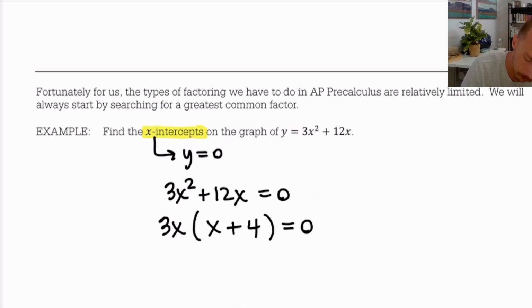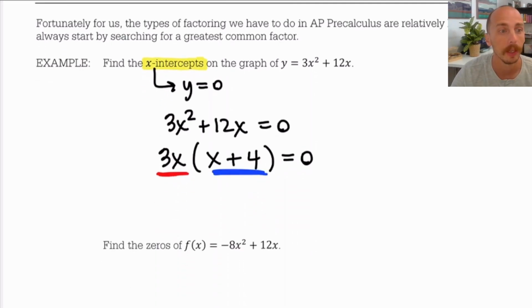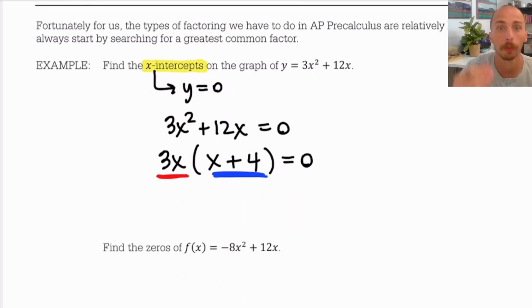Now I've got the product of two things equaling 0. So I can apply the zero product property and say that it's either going to be the case that the red thing is equal to 0 or the blue thing is equal to 0. And that's where we can get more than one solution to an equation.